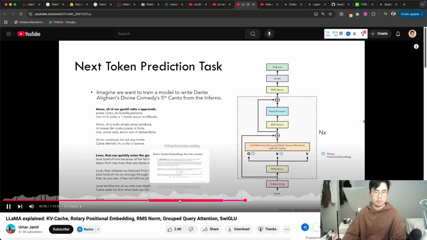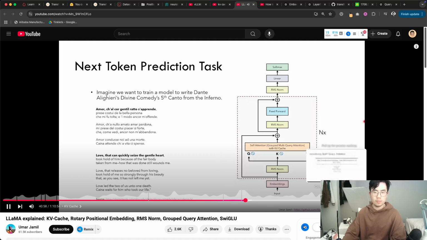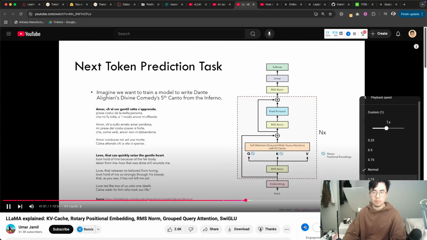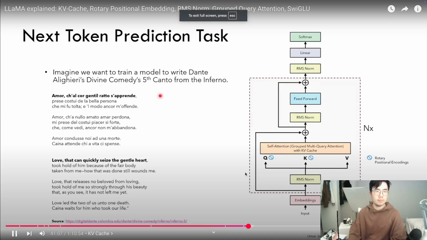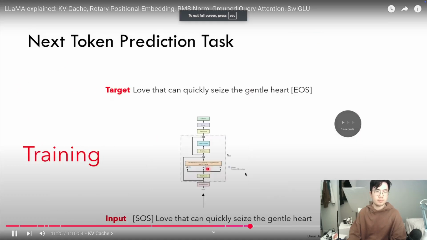So for example, if we give it a poem without the last word, it will probably come up with the last word that is missing from that poem. In this case, I will be using one very famous passage from Petrarch. How does the training work?